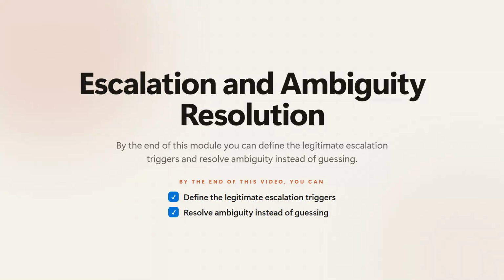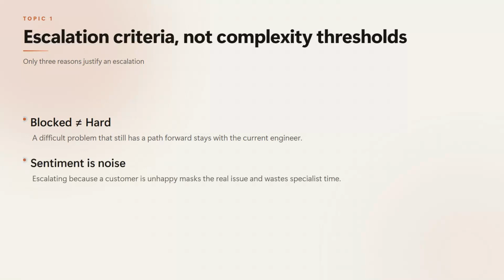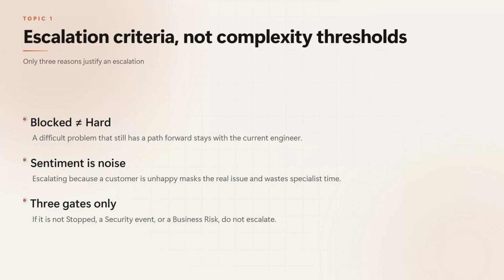Here is how this module builds up. Escalation criteria are explicit rules that tell an agent when to hand off to a human. There are exactly 3 legitimate triggers. The customer explicitly requests a human, the policy has a gap or exception the agent cannot resolve, or the agent cannot make meaningful progress. That is it.